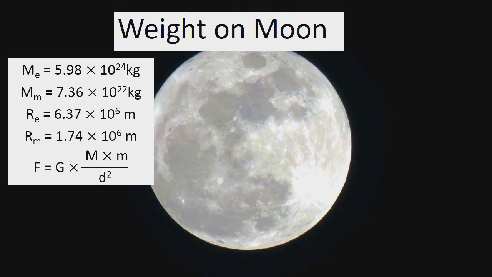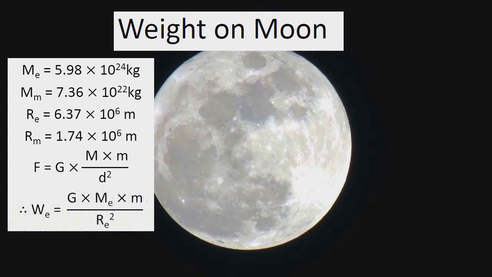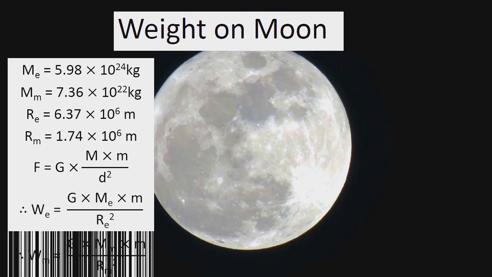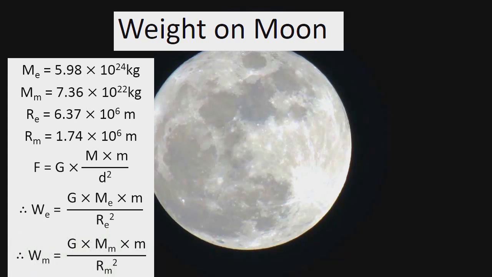Gravitational force is capital G into capital M into small m upon d square. ये तो हमने सीखा है. So substituting that for weight on earth, we get this. WE is equal to G into ME into small m upon RE square. Instead of capital M, it will be mass of earth, and distance will be, D will be radius of earth. Similarly, for moon, we get this. Let us compare both of them and see.